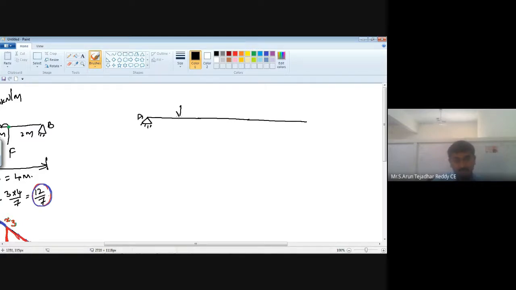A, B, and here it is C. Load is acting 60 kilonewton per meter. Here it is 50 kilonewton. 1 meter. It is D.